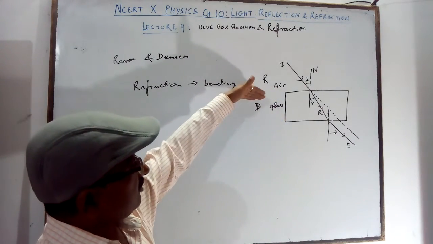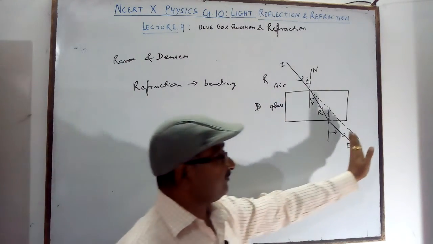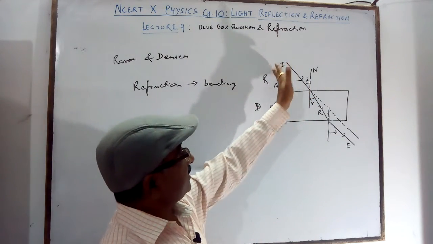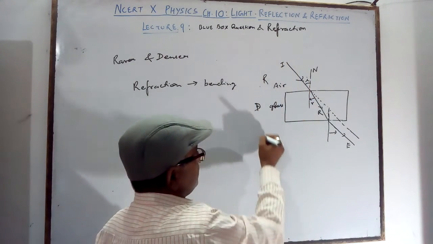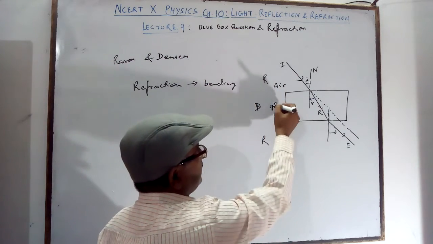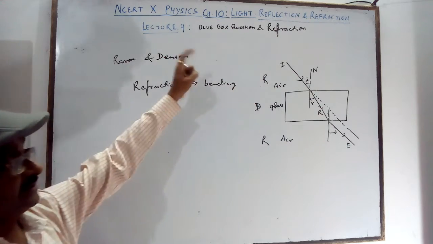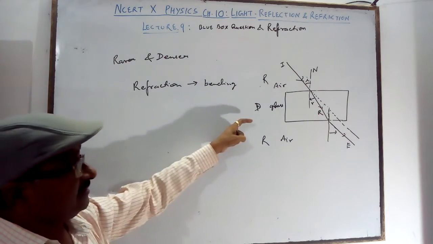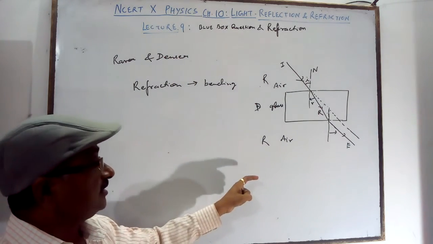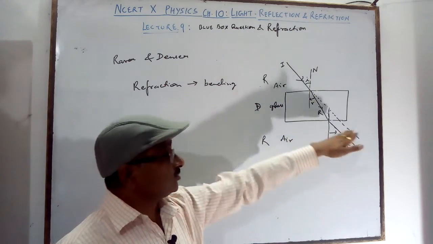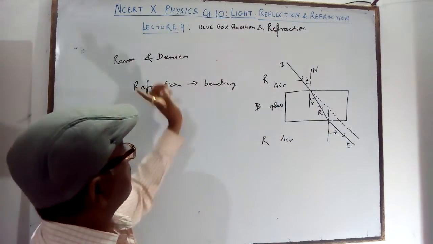When light goes from denser to rarer, it goes away from the normal. When it enters from rarer to denser, and again to rarer, that means air, glass, and again air, it enters from a rarer medium to a denser medium, then from a denser medium to a rarer medium. Then it bends and goes away. This bending is called refraction.